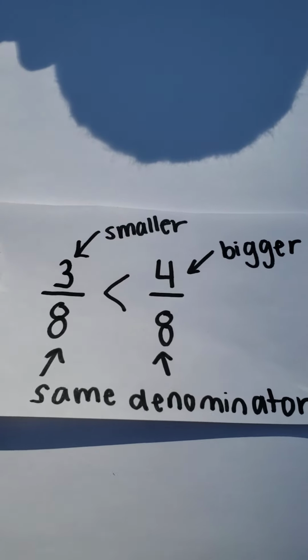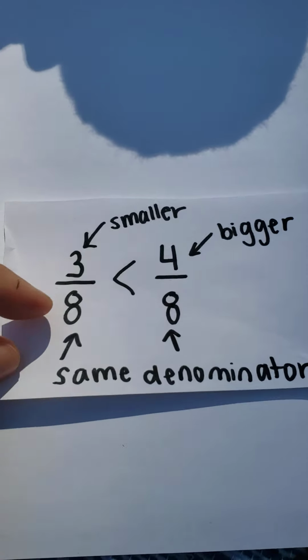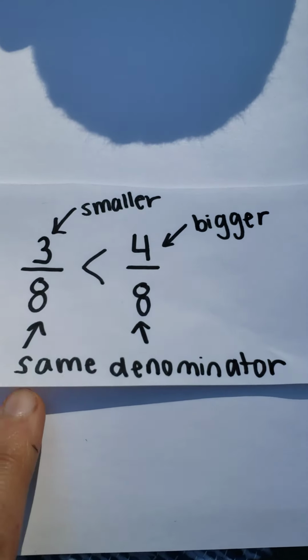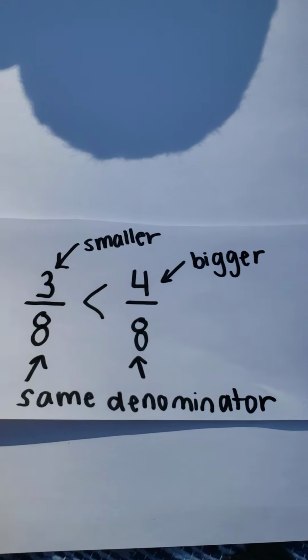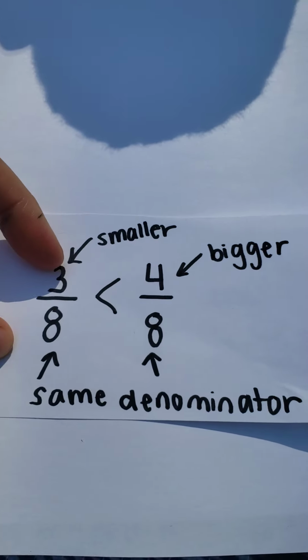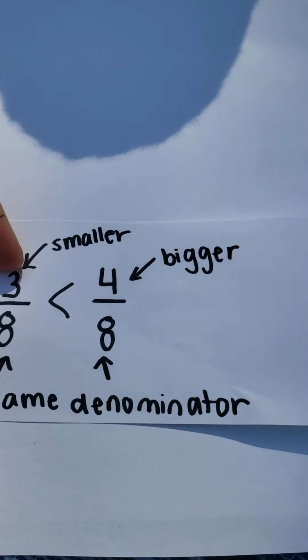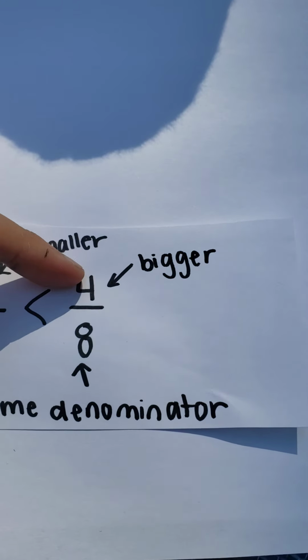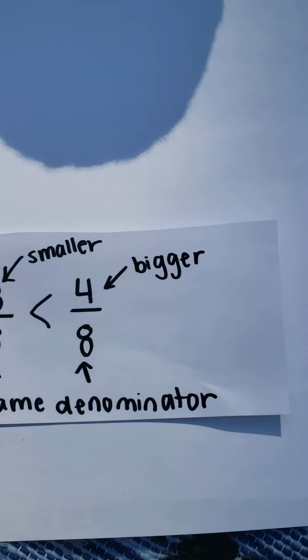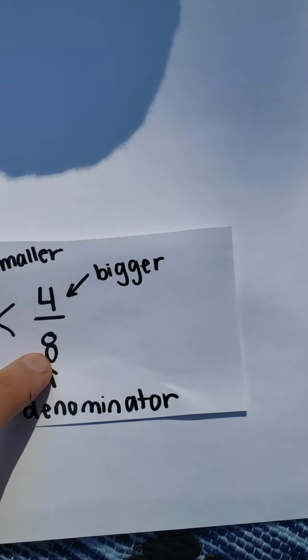Here's Jerry's work. 3 out of 8 and 4 out of 8. Jerry noticed they have the same denominator, which is 8. Then there's a smaller number of pieces and a larger number of pieces. 3 is smaller than 4, so we know that 4 is greater, so the greater than symbol is facing 4/8. 3/8 is less than 4/8.